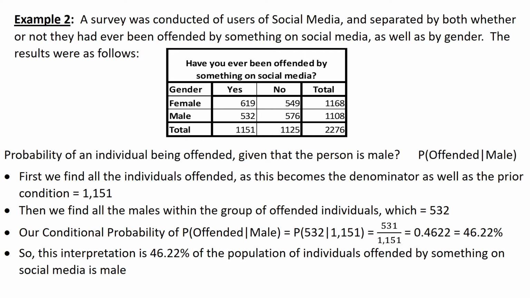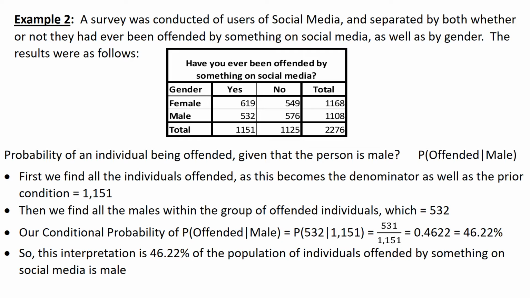yes or no. So when I look at this, if you look at the bottom right, that is the total number of people that were surveyed, 2,276. There are 1,168 female, 1,108 male, which adds up to 2,276. Also, there were 1,151 yeses and 1,125 no's, and that also adds up to 2,276. So cross-tabulation-wise, these are the same total amounts, subdivided by yes or no and male and female.